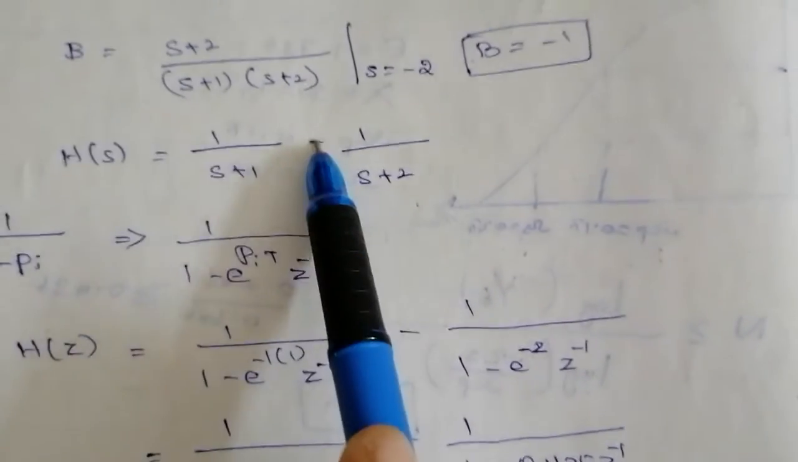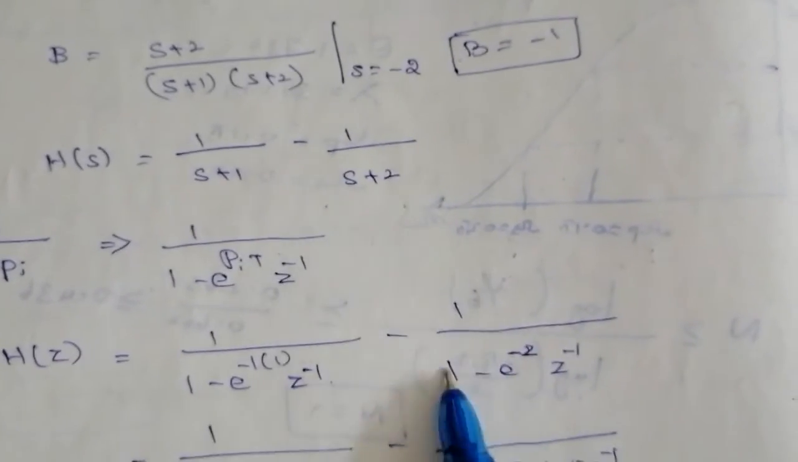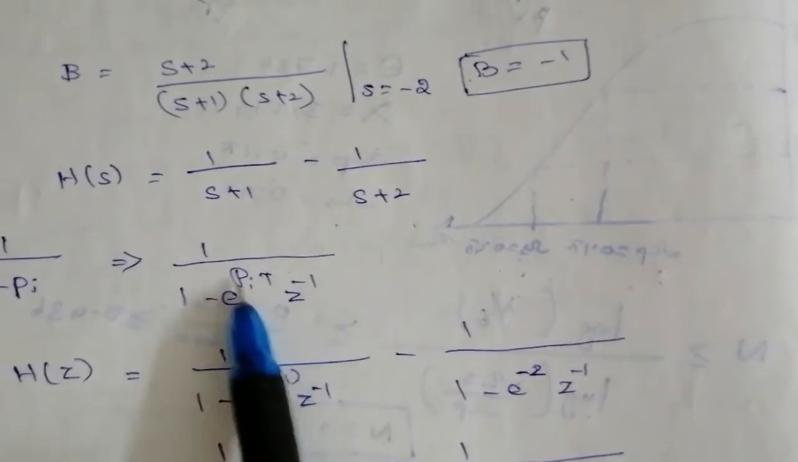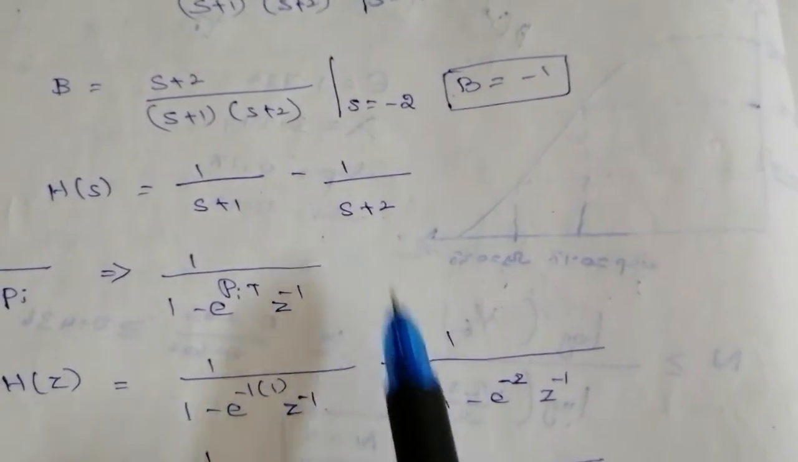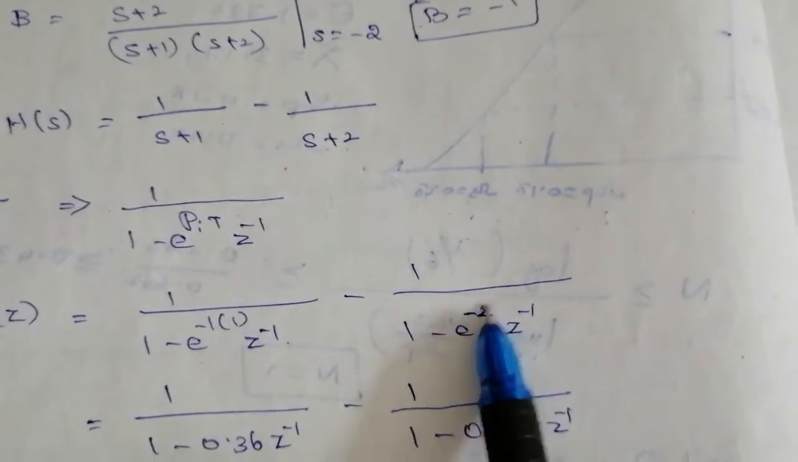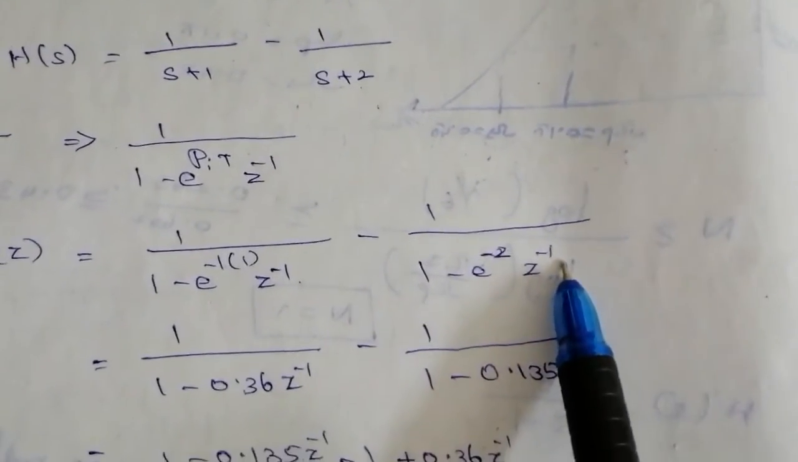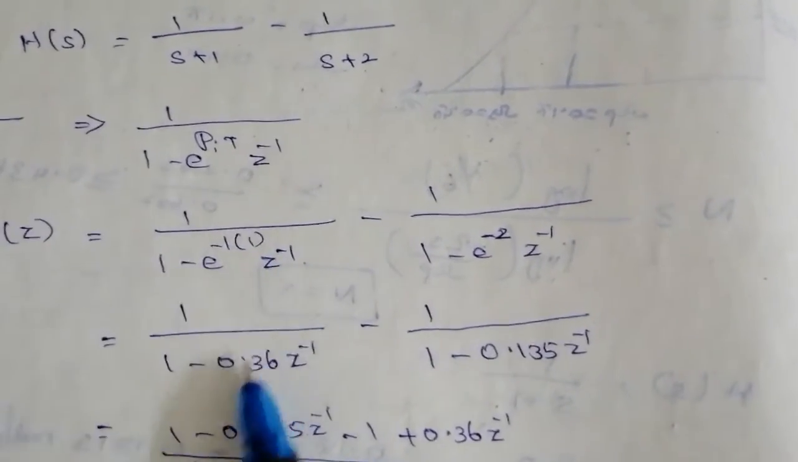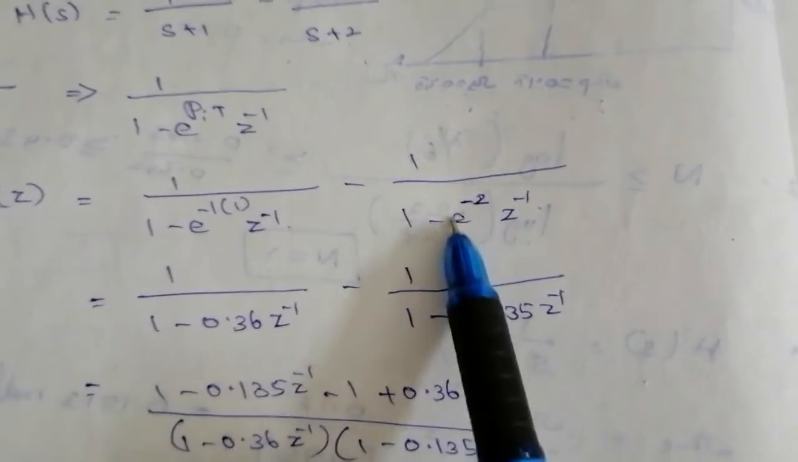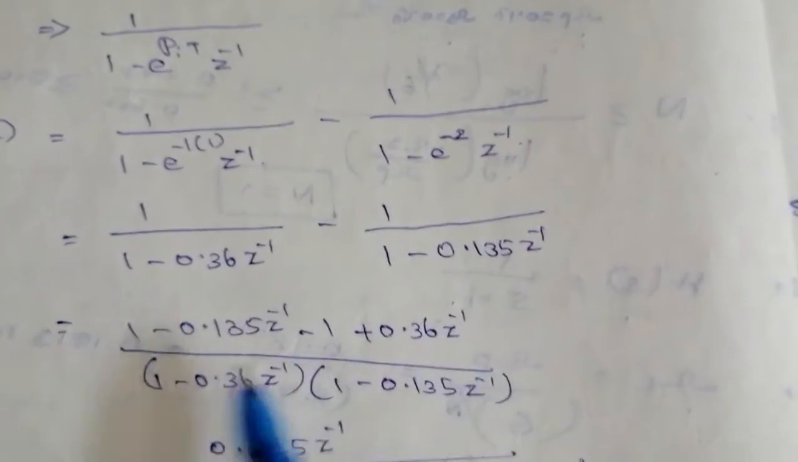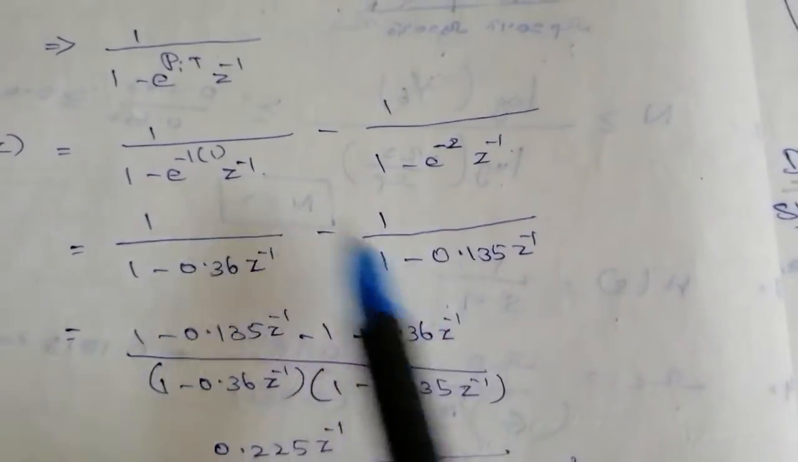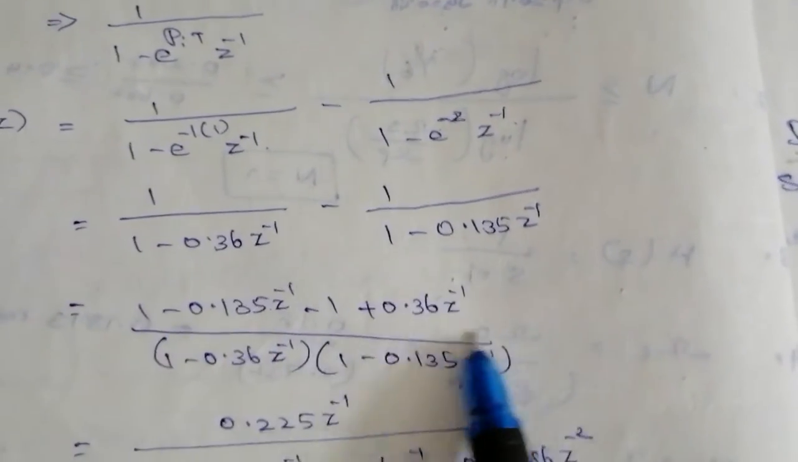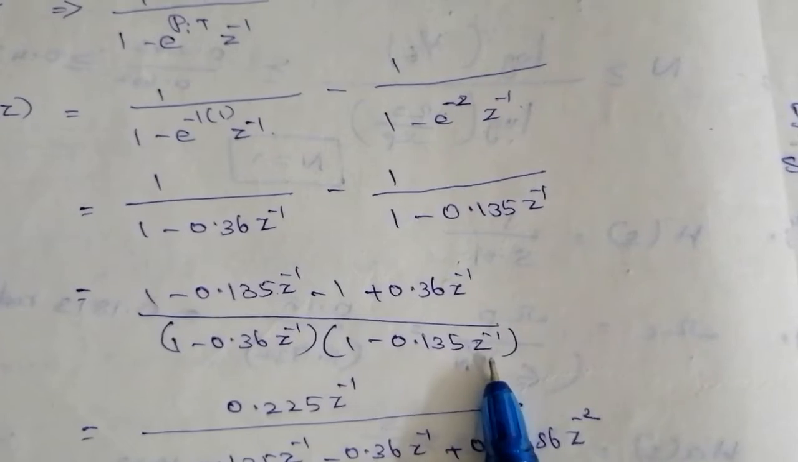Then second term minus 1 divided by 1 minus e power p_i T. P_i is 2, here plus, so we have to take minus, so minus 2 into 1 into z power minus 1. So this simplification we get this value. After simplification we get this value. Then we have to take LCM and the simplification, and finally we get this value, right?